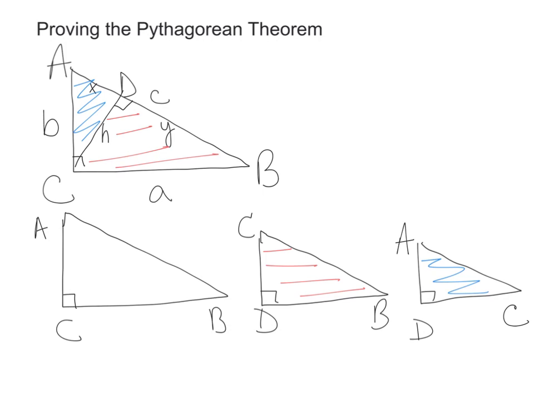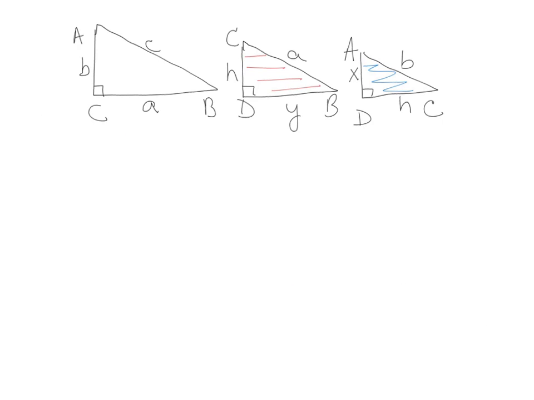So now I'm going to label the sides. The sides are going to be labeled the same as in our big triangle, so I'm just going to label them. This is going to be A, B, C, DB, that's going to be Y, CD is H, and this one, CB, is A. AD is X, DC is H, and AC is B. So what I've done now is I have redrawn them and scaled them down so we have room to work.